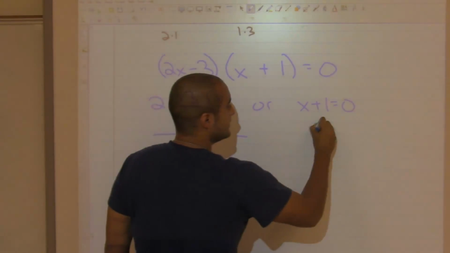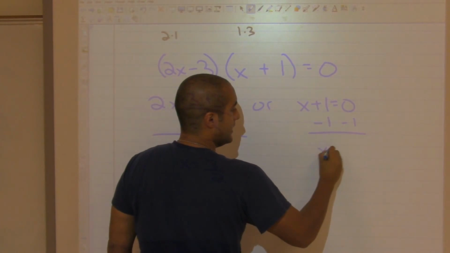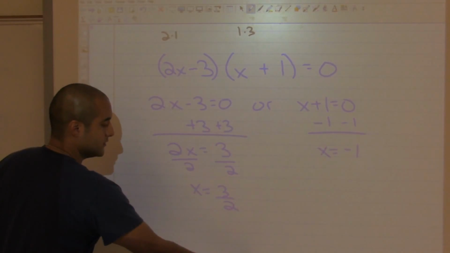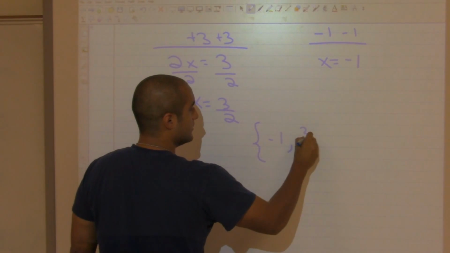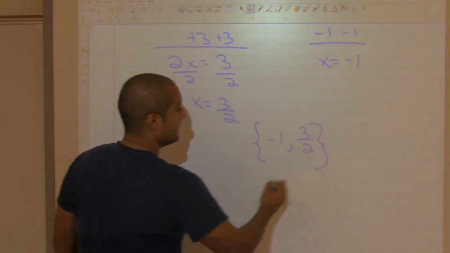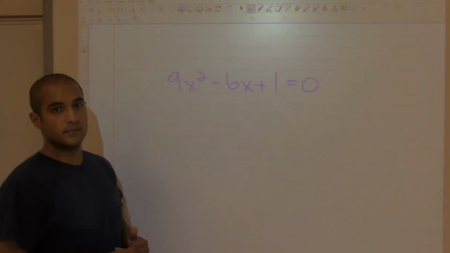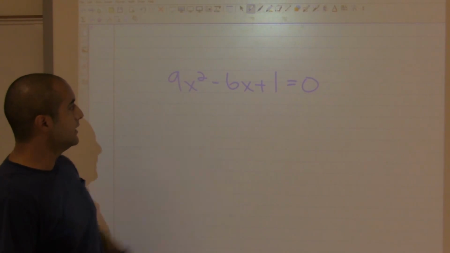Now do the right side. Minus 1, minus 1. And x equals negative 1. So, your solution set: negative 1, 3 over 2. Okay. Alright, let's go ahead and try this one out.